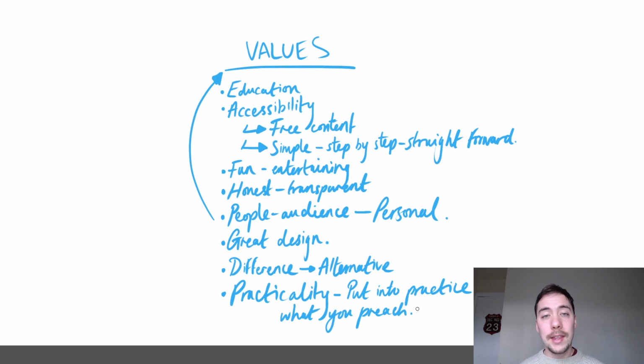So there you have it. That is the list of values. So we've got our list of values for Brand of the Dead. Now it's your turn to create your list for your brand. So what values does your brand hold, or what values do you hold that you want to put into your brand? Like I said, we've been through some of the ones for Brand of the Dead: honest, great design, audience centric, education, accessibility, these kind of things that I really value and I want to integrate into Brand of the Dead as a brand itself.